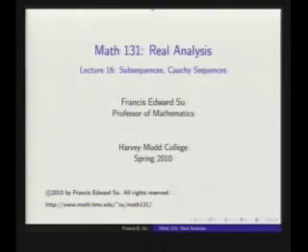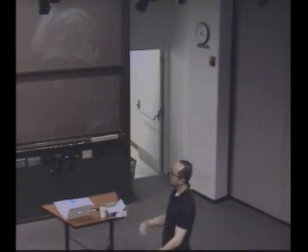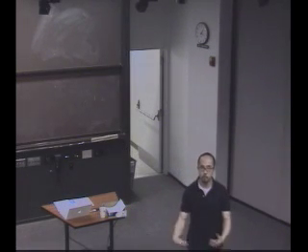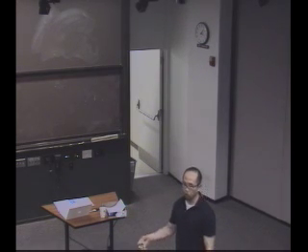Okay, welcome back. So last time we began talking about sequences. We defined what it meant to be a sequence in a metric space, and we talked a bit about how to think about sequences. How do you prove that a sequence converges, for instance, convergence to a particular point.